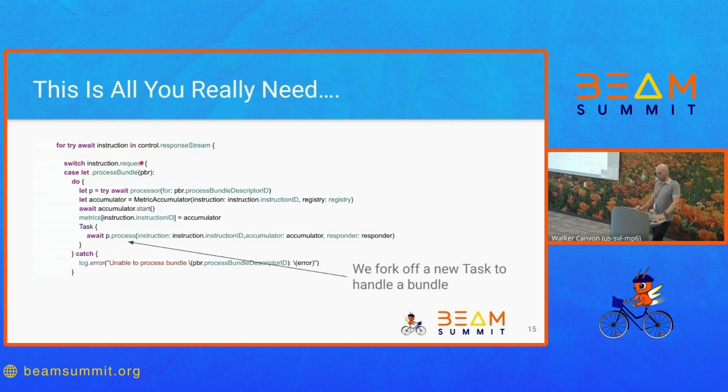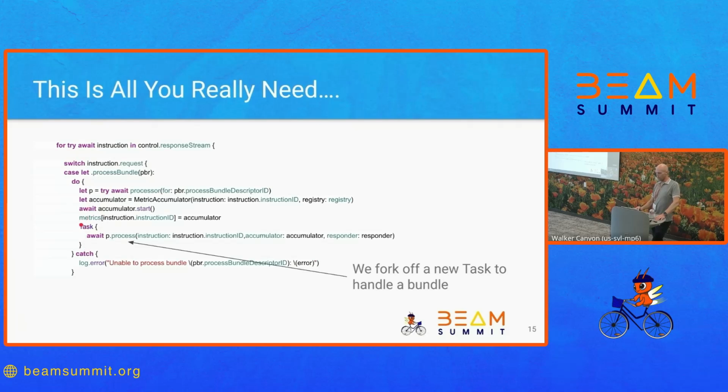You get your instruction request, and then one-ofs in protobuf in Swift are done as enums. So now you can just pattern match on the one-ofs. And so here's process bundle. So this is process bundle, and it takes the actual process bundle request, so that lets us extract it as a variable. And now we just find the processor that we need. We do some metric stuff.